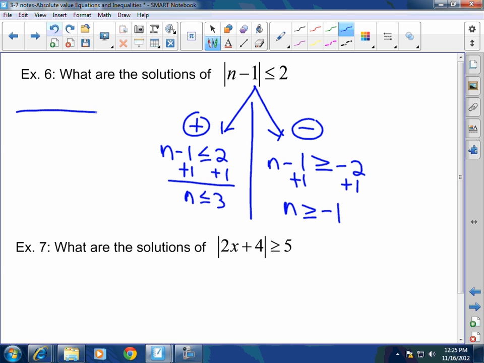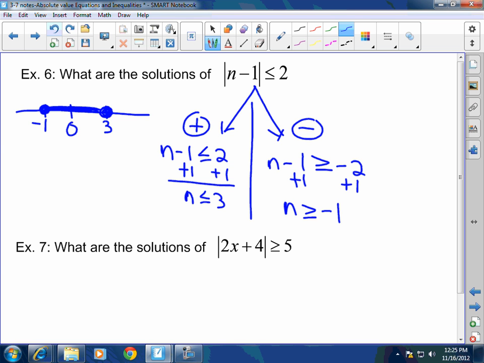Now I can graph this. 3, negative 1. N is greater than or equal to negative 1. So I shade to the right. N is less than or equal to 3. Solid circle, shaded to the left.